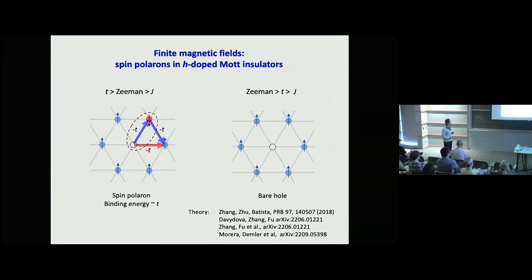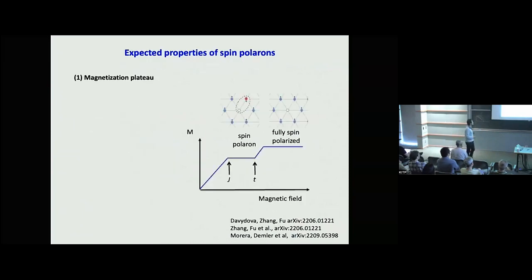So that's the basic physics. And then the prediction here is that if you can measure the magnetization as a function of the magnetic field, and if your magnetic field exceeds the energy scale of J, then you get the first plateau in the magnetization, and that's in the spin polaron phase here. And only if you apply a magnetic field that is large compared to the T, the kinetic energy, then you get into this fully polarized phase that is left with a bare hole.